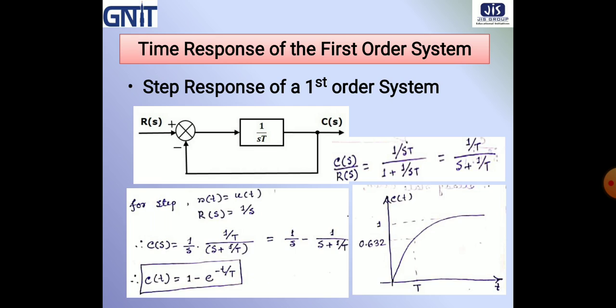Now if we want to see the nature of the step response, just look at the response. This is our steady state value or maximum value, that is 1 or 100%. And at small t equal to capital T, the magnitude will be 63.2% of the maximum or steady state value. 63.2% of the steady state value.